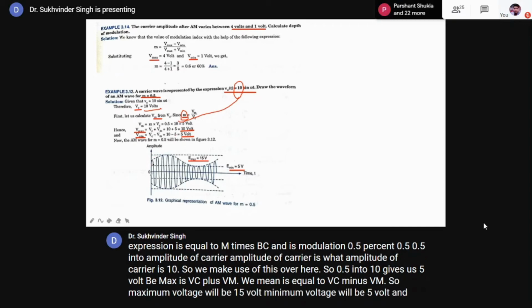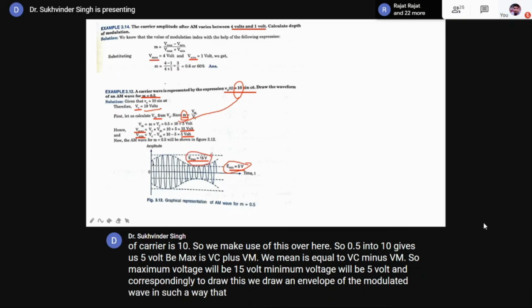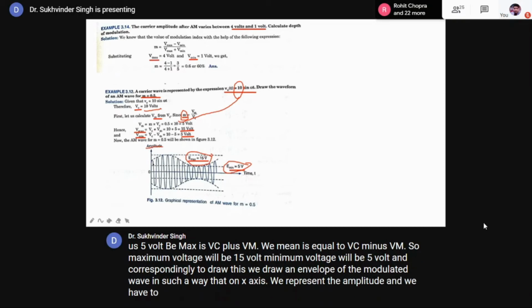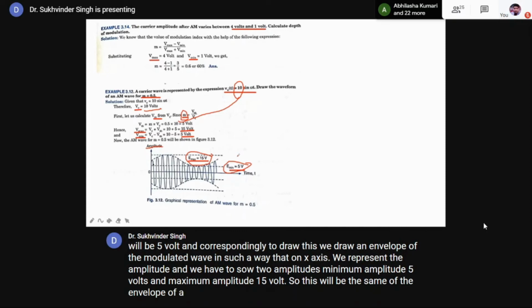And correspondingly, to draw this, we draw an envelope of the modulated wave in such a way that on the axis we represent the amplitude, and we have to show two amplitudes, minimum amplitude 5 volt and maximum amplitude 15 volt. So this will be the shape of the envelope of a carrier wave equal to 10 sin omega t and modulation index as 0.5.